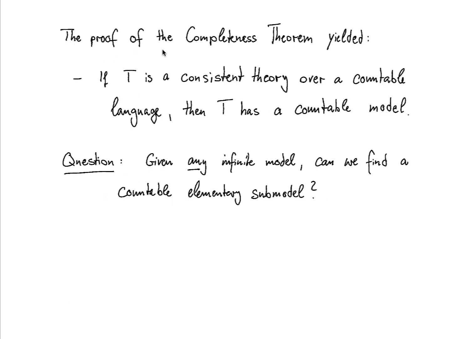In the proof of the completeness theorem, we saw that if we work with a consistent theory over a countable language, then we could construct a countable model. One can now ask, given any infinite model, can we find a countable elementary submodel? So for example, we saw in the previous lesson that Q, the linear order of Q, is a countable elementary submodel of the linear order of R.